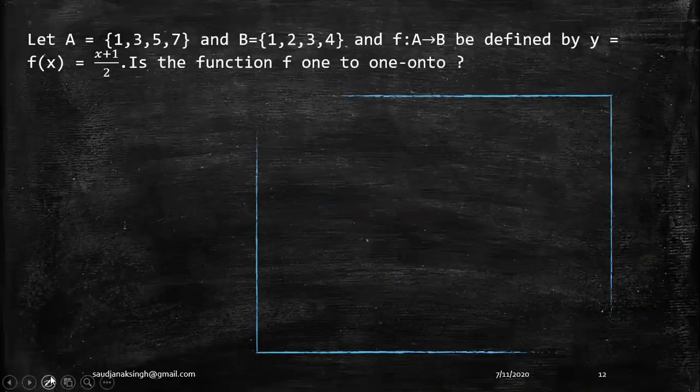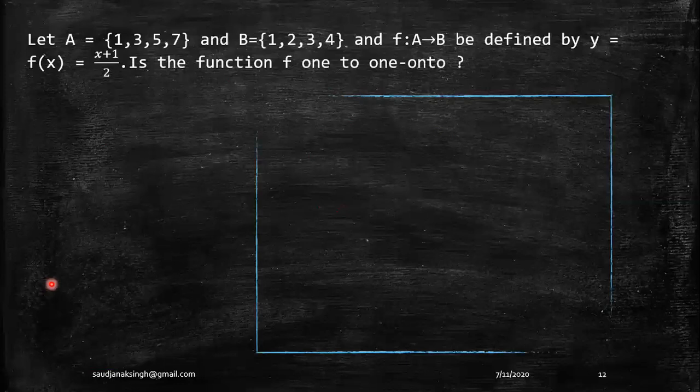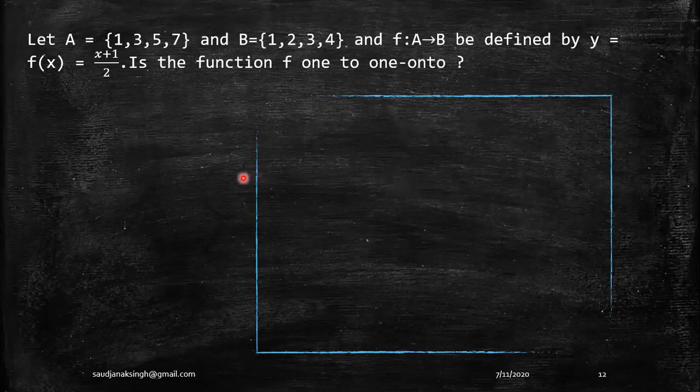Similarly, in the next example, how do we identify whether it is one-one or not? To become one-one, a separate element should have a separate output. One to one means a separate input should have a separate output, and to become onto, the range must equal the codomain.